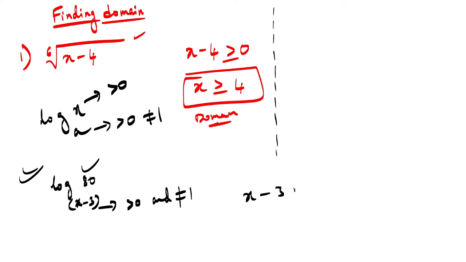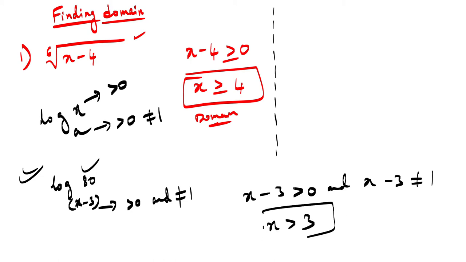So let us calculate the domain of log 80 to the base x minus 3. So x minus 3 should be greater than 0. And what is one more condition? x minus 3 shouldn't be equal to 1. So x should be greater than 3, and x shouldn't be equal to 4, because if x is equal to 4, the base will become 1, which shouldn't be. So this is the domain of this logarithmic function.